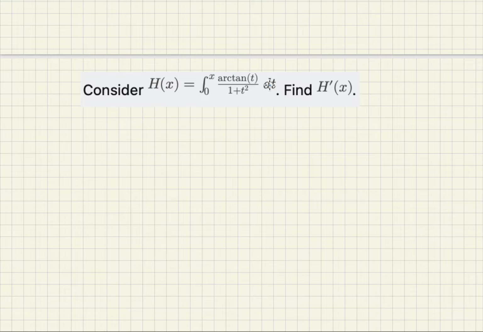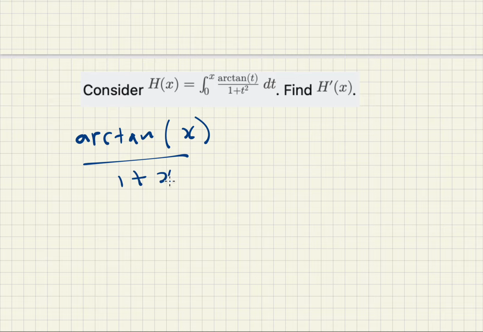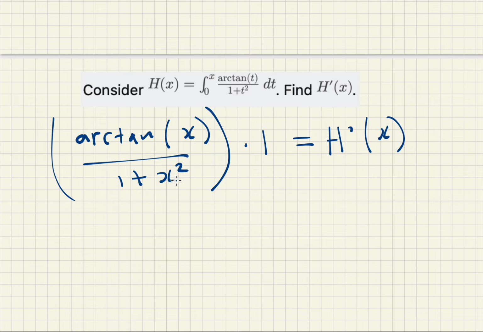So, last question. Find the value of h prime of x given h of x. Again, in this case, we have a constant for the lower bound, so we don't need to use the Leibniz rule. All we need to do is substitute t with the upper bound, which is x. 1 plus x squared. Multiply this by the derivative of x, which is 1. So this is h prime of x.